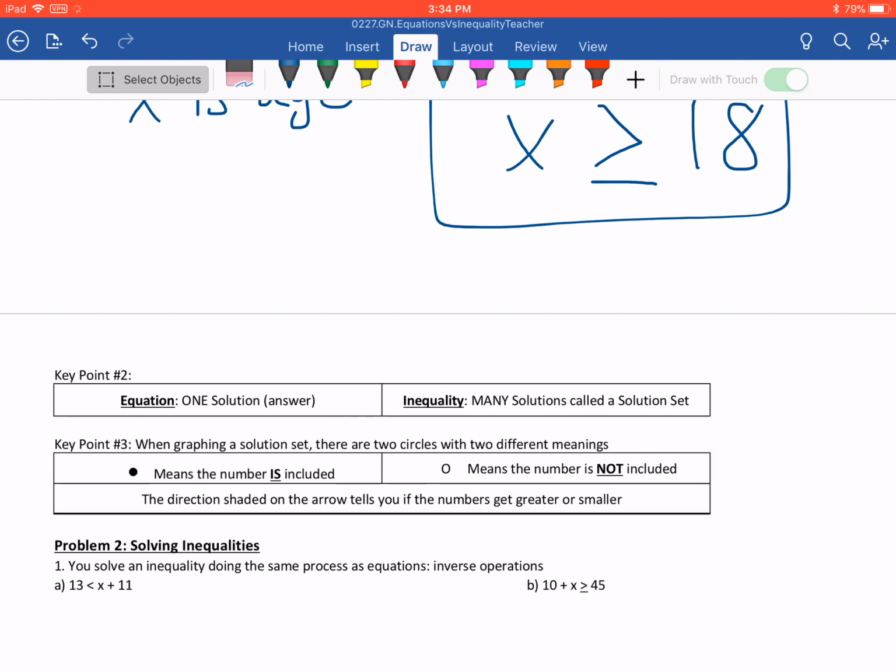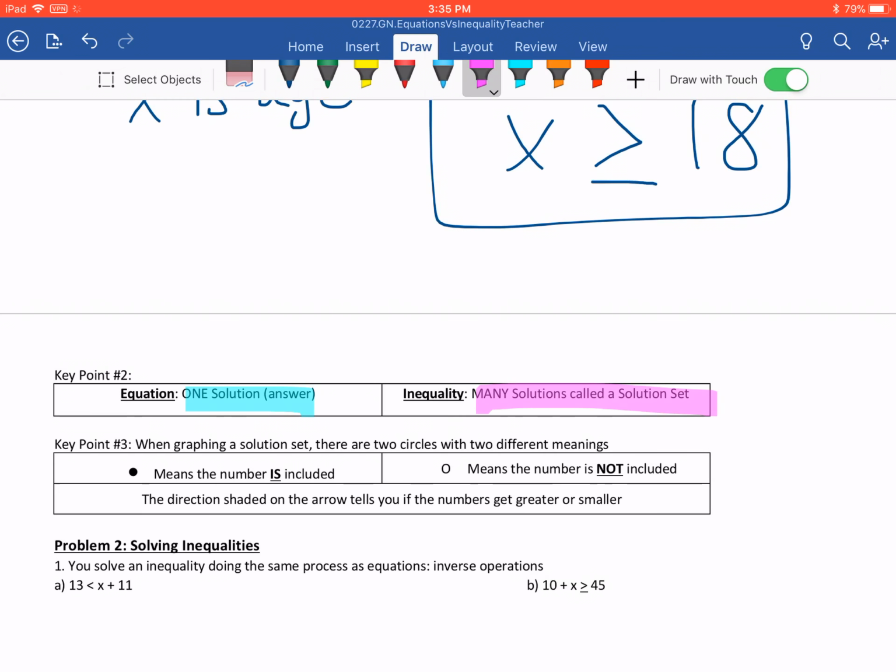All right, key point number 2. An equation has one solution. How many solutions does an equation have? One. It has one answer. An inequality, however, has many solutions called a solution set. So basically, if it's an equation, it's got one number that works. If it's an inequality, it means it could be a lot of different numbers. And so that's why we usually graph them on a number line.